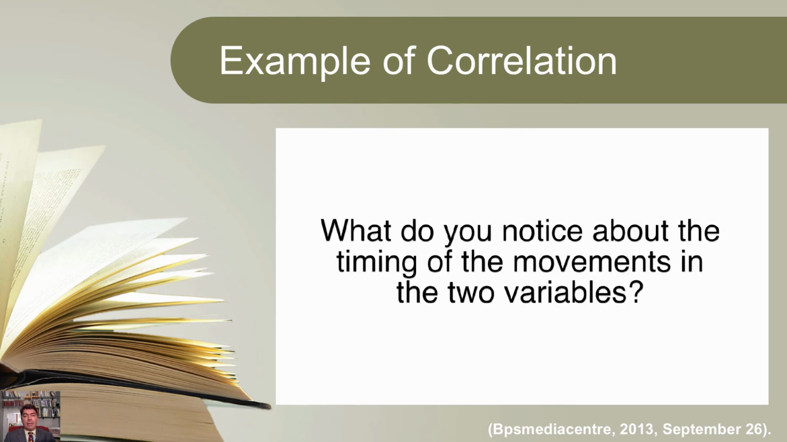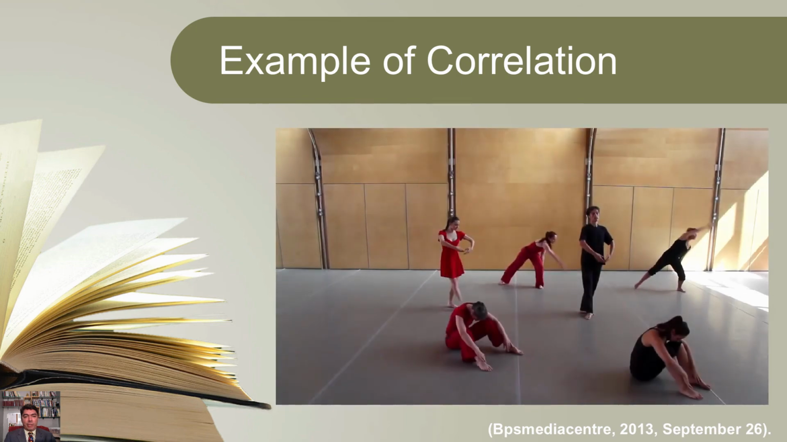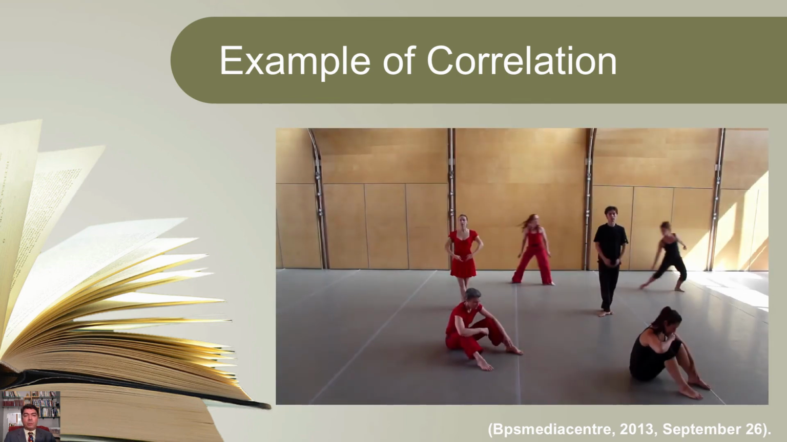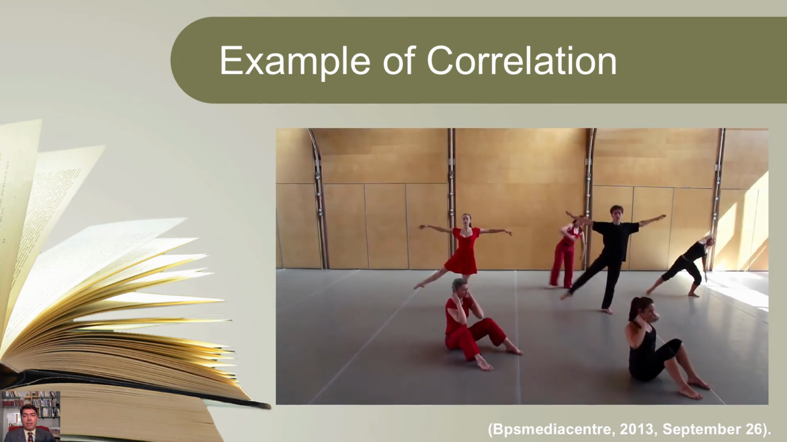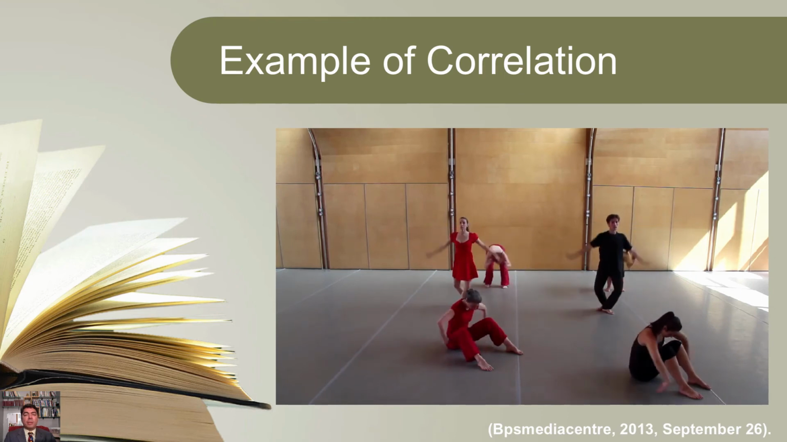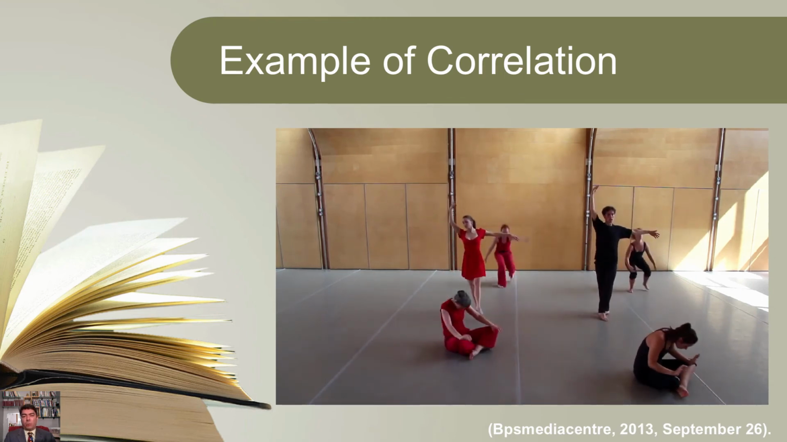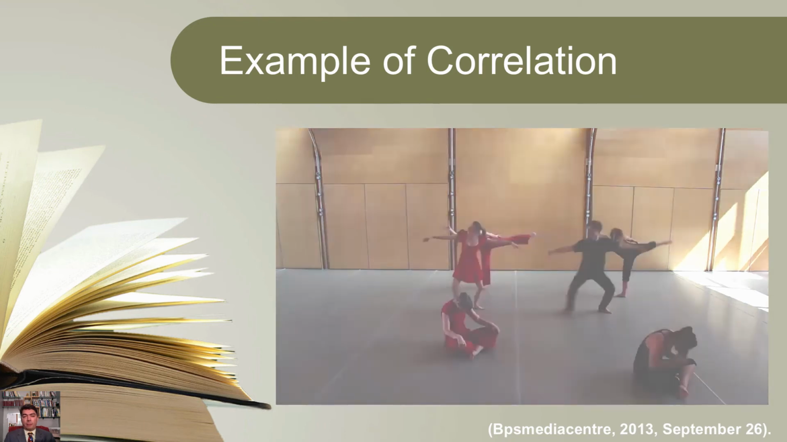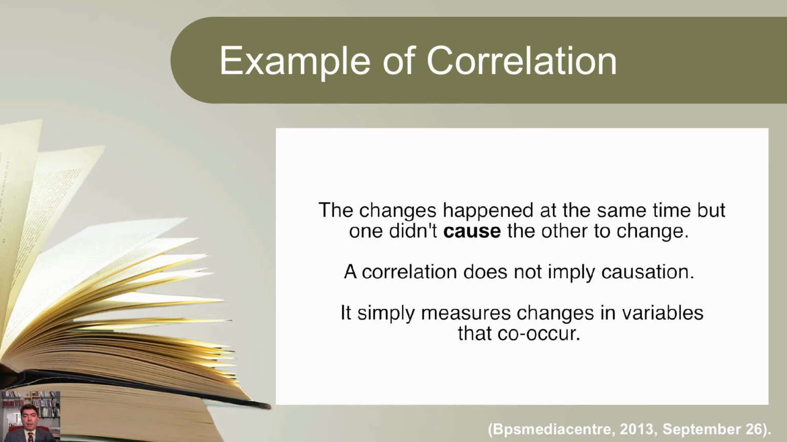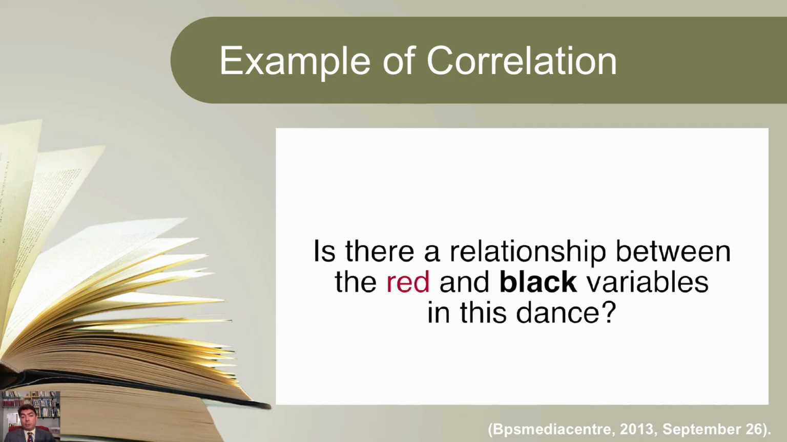Now, in this next section of the video, see that they're doing the same thing, but are the movements being caused by the other group, or is it that they are correlated? As demonstrated here, correlation does not imply causation. It simply measures changes in variables. This research just measures that.